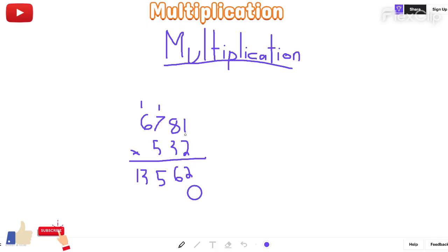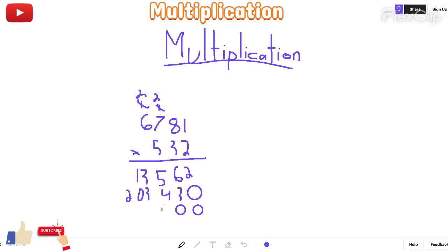Then we do 3 times 1, 3. Then we do 3 times 8, 24. Then we do 3 times 7, 21 plus 2, 23. Then we do 3 times 6, which is 18, plus 2 equals 20. Then we add 2 place values.